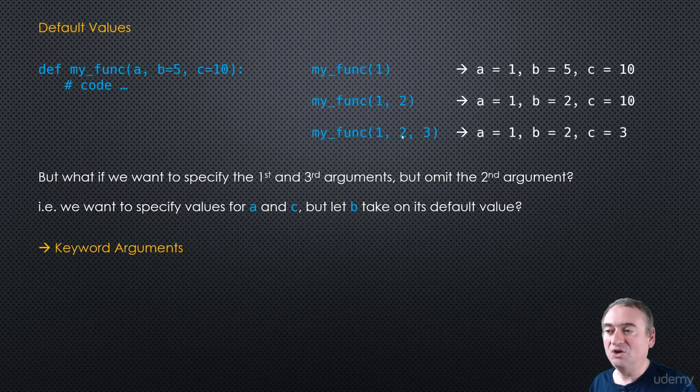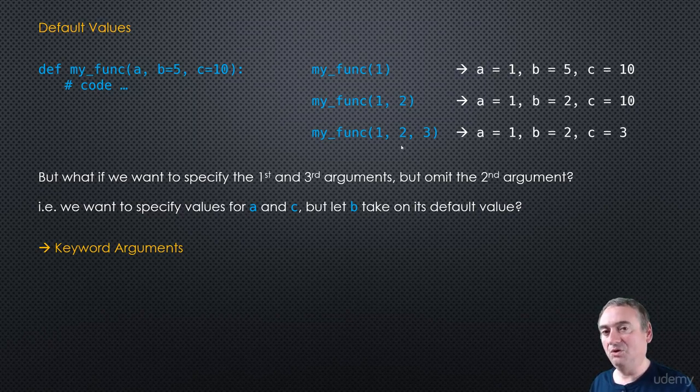Well, obviously we cannot call it with just two arguments. If we do that, we're going to end up with 1 in a, 2 in b, and then c will be the default. That's not what we wanted, right? We can't just leave it blank or put just a comma in there. That's going to be an exception. That's not valid syntax. So how do we go about doing this?